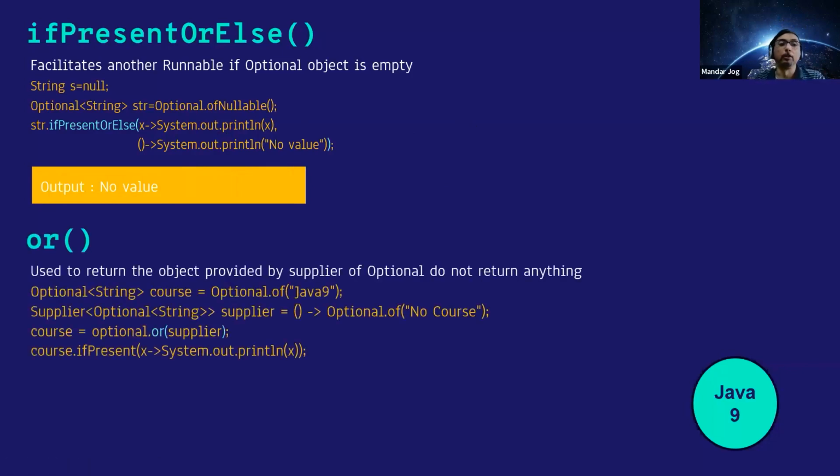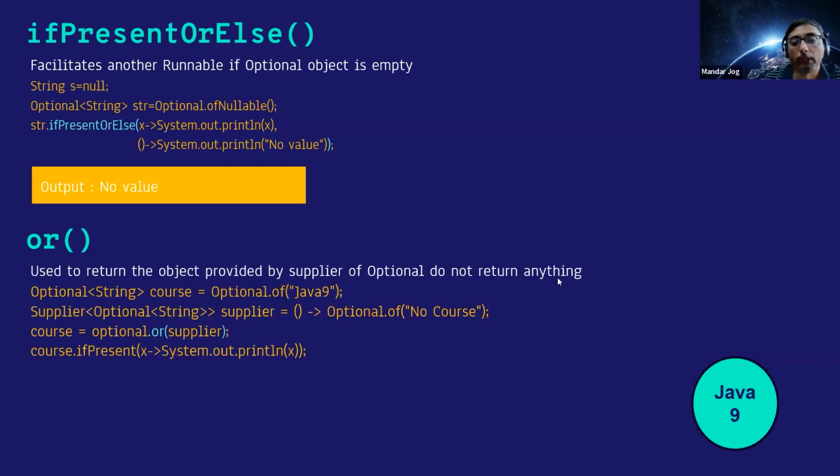There is also the or method which is introduced in the Optional interface. How does or work? Let's say there is a course which is called Optional of Java 9. Of course, you can use it with string as well. But there is one Optional of type String, which is Optional of Java 9, and I want to check typically whether something is present or not in that. The or method is used to return the object provided by a supplier if the Optional does not return anything.